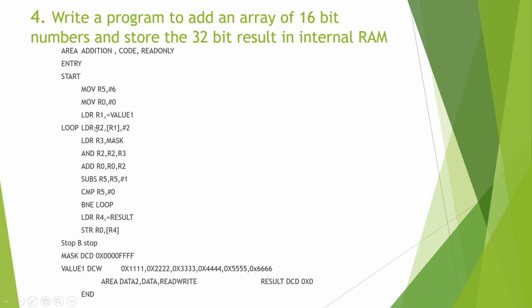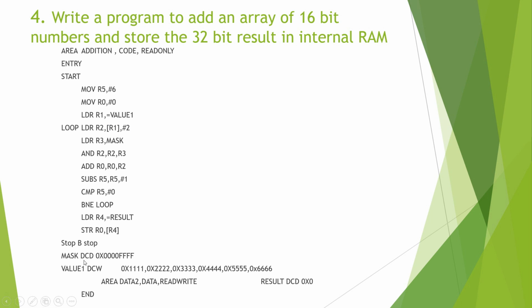We have LDR R2, and this is an example of post-index addressing. First, the content at the address value 1, the first number, is loaded into R2 and then the address gets incremented. As the values are DCW, which is a 2-byte boundary, we specify #2. After transferring the value to the R2 register, we increment the address by an offset of 2.